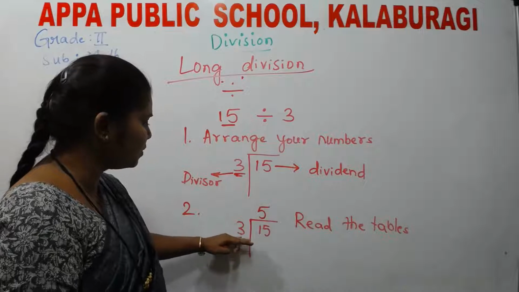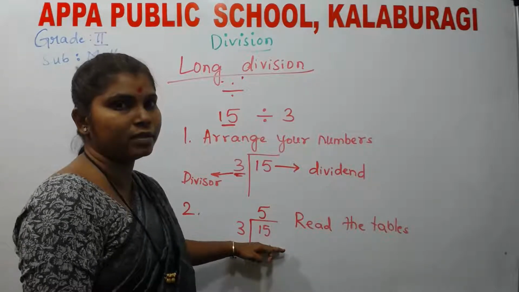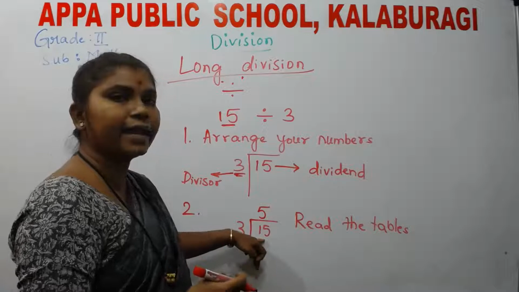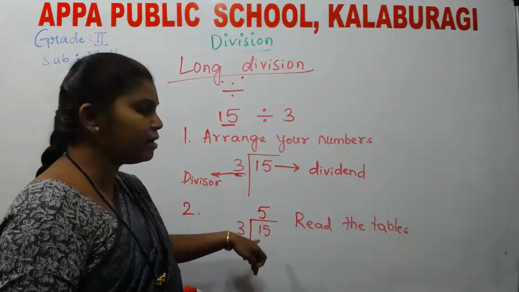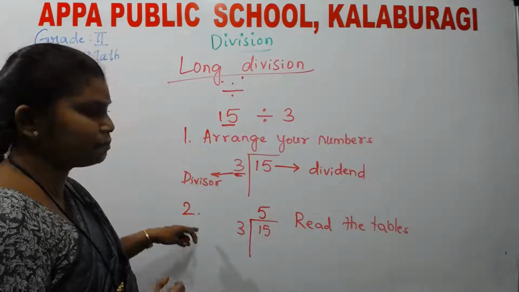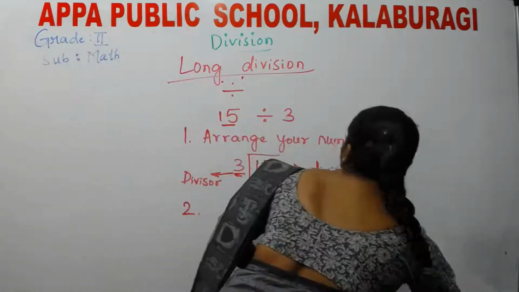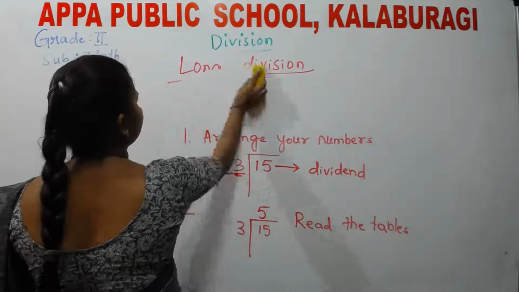What is my second step? I am reading the tables, till I get this 15. 3 fives are 15. Two steps are done. Now I go for the third step.